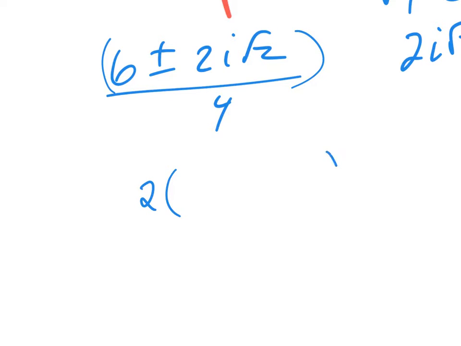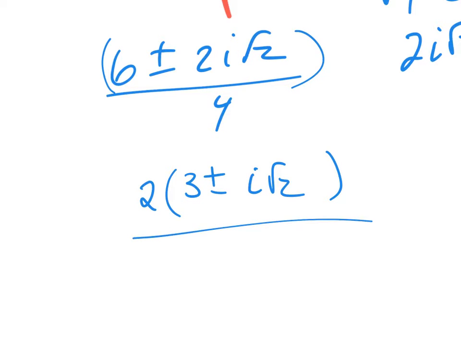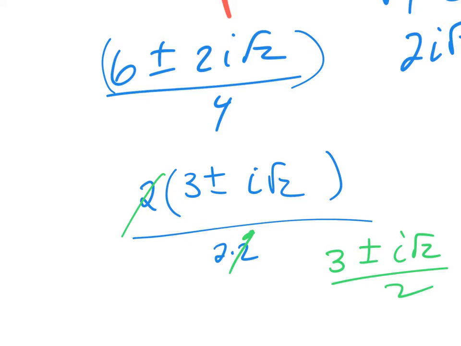2 comes out. What do we got left? 3 plus minus i root 2 all over. I'm going to factor that 4 because if you can factor it, you should. 2 times 2. Then the 2's cancel. Boom. And what's left? 3 plus and minus i root 2 all over 2.